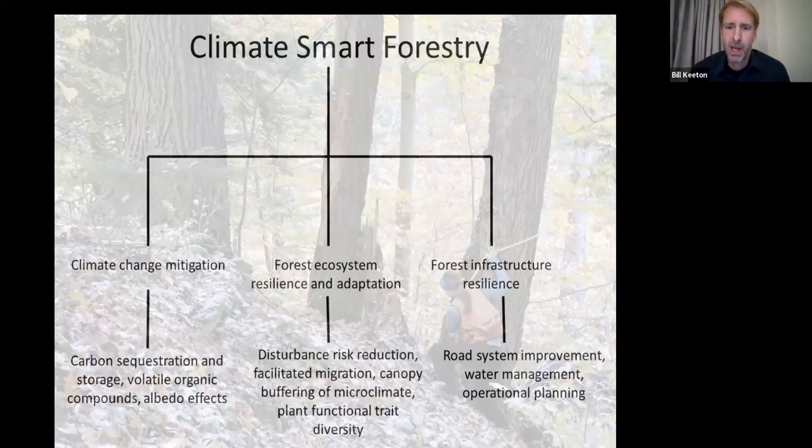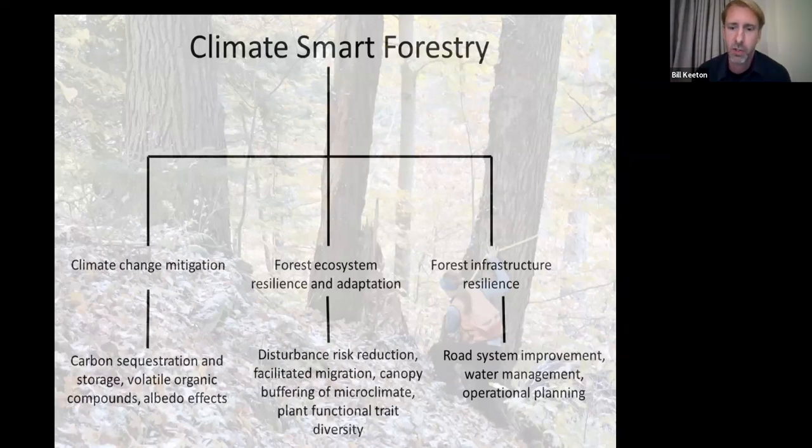I see people, again, in North America and in Europe, talking about climate smart forestry basically in three ways. So many people use it to refer to climate mitigation. And so there, they're really talking about carbon forestry, using forests both on the landscape as well as the products that we generate from those forests to sequester and store carbon and to help mitigate or dampen the intensity of future climate change in that way.